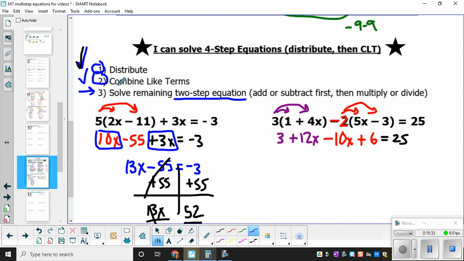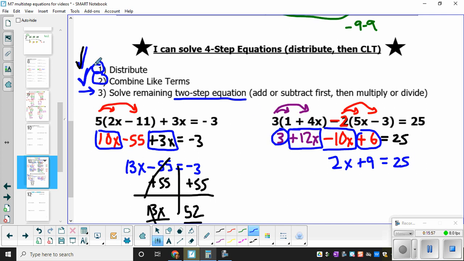All right, and now we're looking at step 2. We're combining like terms. So we've got the 3 and the 6. That's going to be a plus 9. And then here we have 12x's. That's positive. And 12 minus 10 is 2. So this is going to be a 2x plus 9 equals 25.